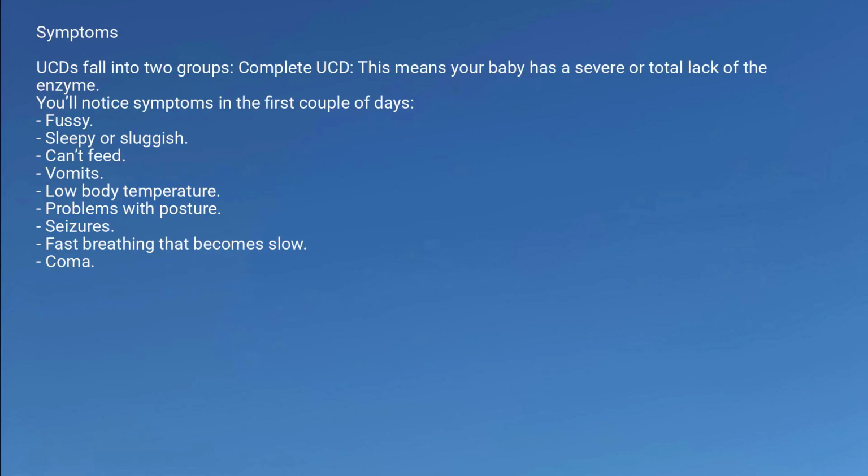Symptoms. UCDs fall into 2 groups. Complete UCD. This means your baby has a severe or total lack of the enzyme. You'll notice symptoms in the first couple of days: fussy, sleepy or sluggish, can't feed, vomits, low body temperature, problems with posture, seizures, fast breathing that becomes slow, coma.